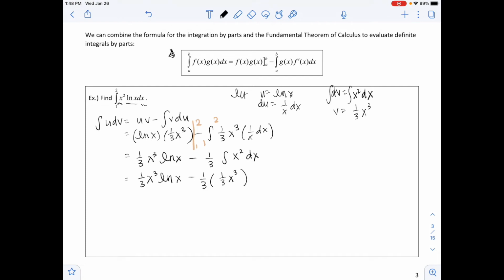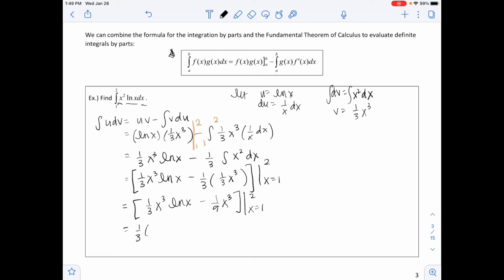And then again, I normally have a plus c, but I'm not going to do that this time. I'm going to say evaluating from x equals 1 to 2. I'm going to clean it up first, and then I will evaluate this. So I have 1/3 x cubed ln of x minus 1 over 9 x cubed, evaluated from x equals 1 to 2. And so using that fundamental theorem of calculus, I'm going to evaluate that upper limit first.